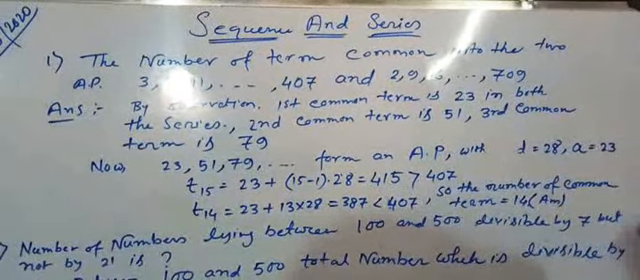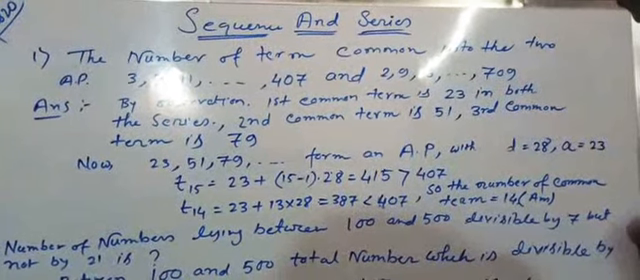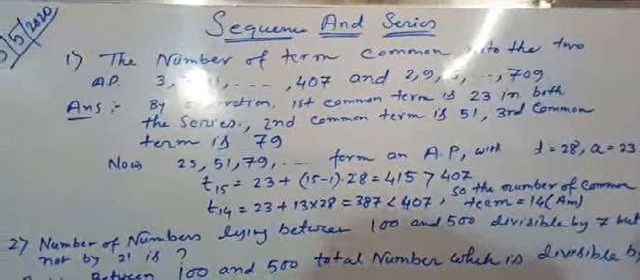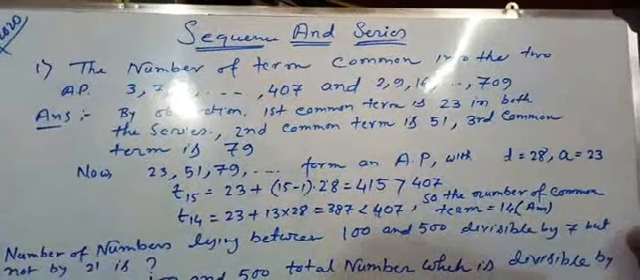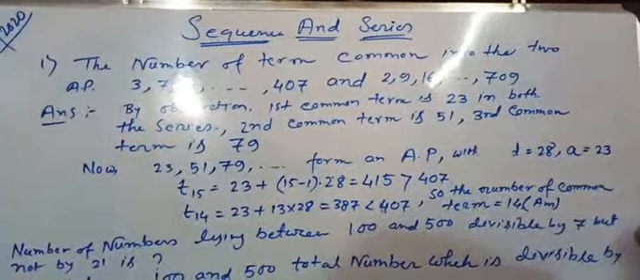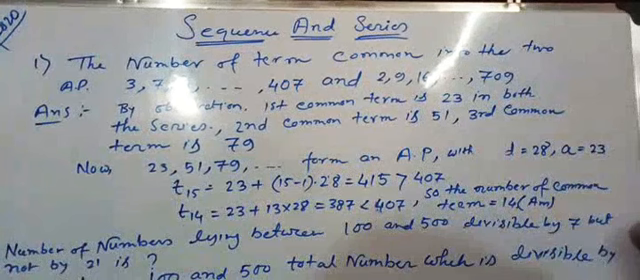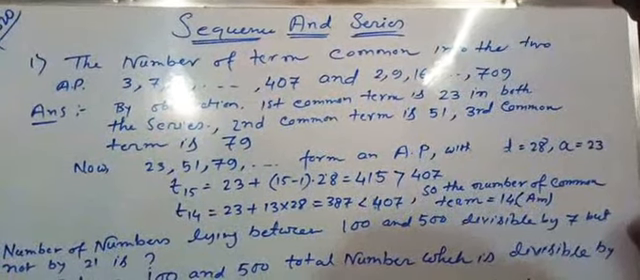The first question is: find the number of terms common to the two APs 3, 7, 11, ... 407 and 2, 9, 16, ... 709. So we need the number of common terms. Now here is the answer.